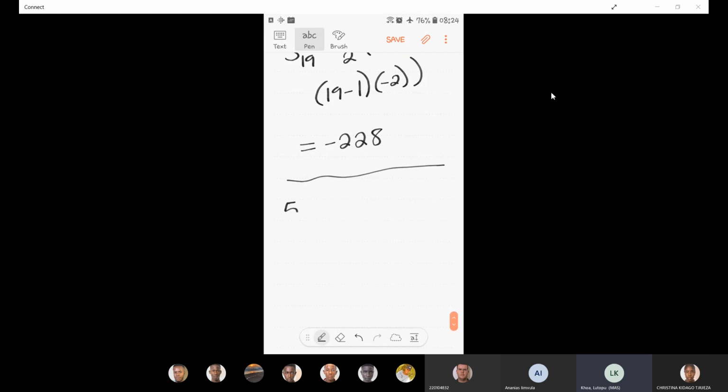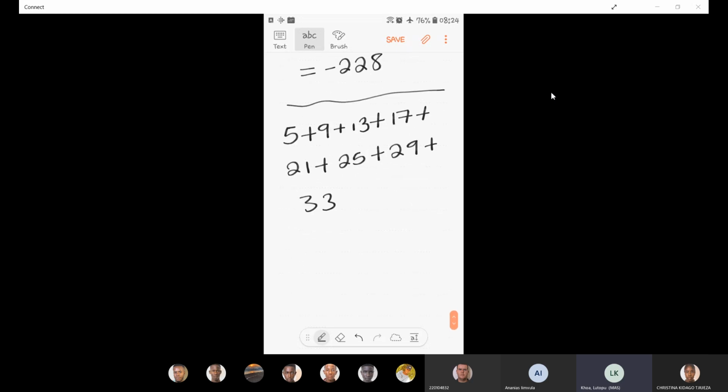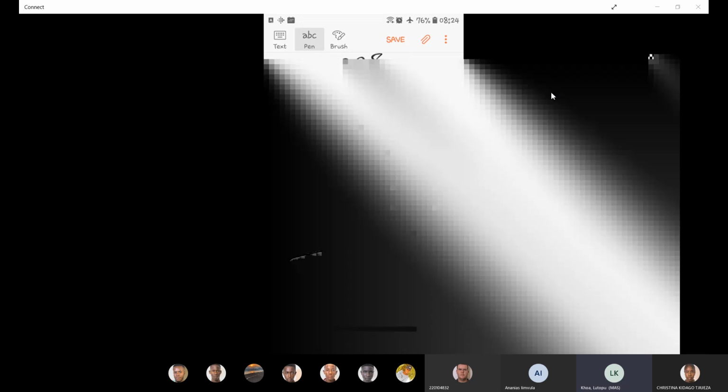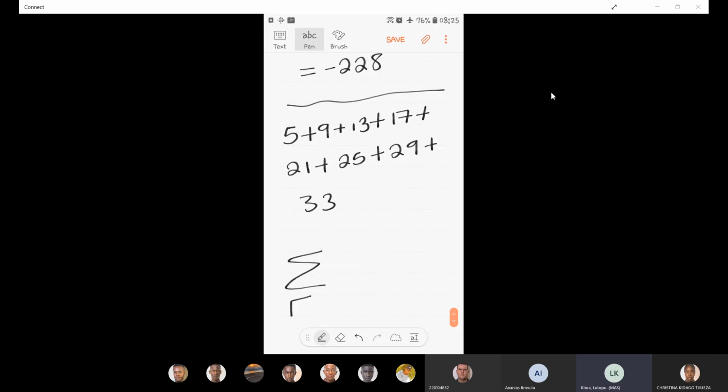Okay, then the next one, we are told to write a series in sigma notation. So we have this one, 5 plus 9 plus 13 plus 17 plus 21 plus 25 plus 29 plus 33. Okay, so we are told to write it in sigma notation. So I must have this. I need a starting point over here. I need an end point over here. And what goes over here is just your formula for UN. That's it.